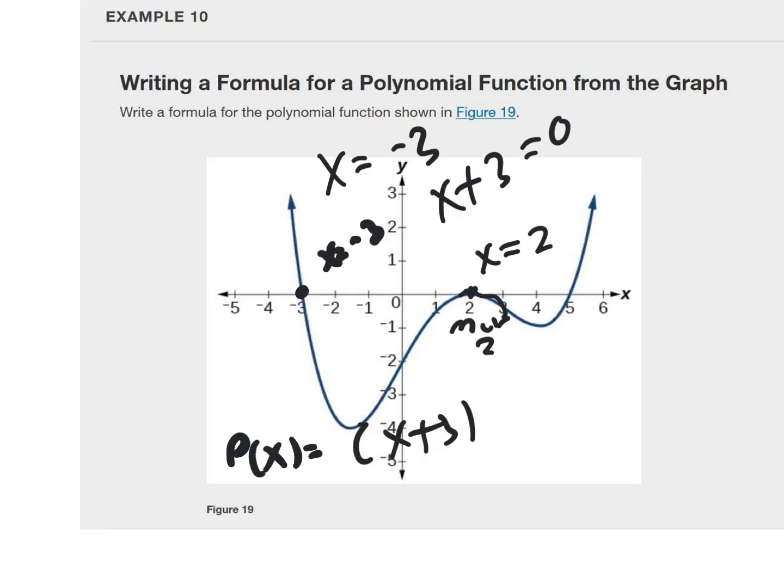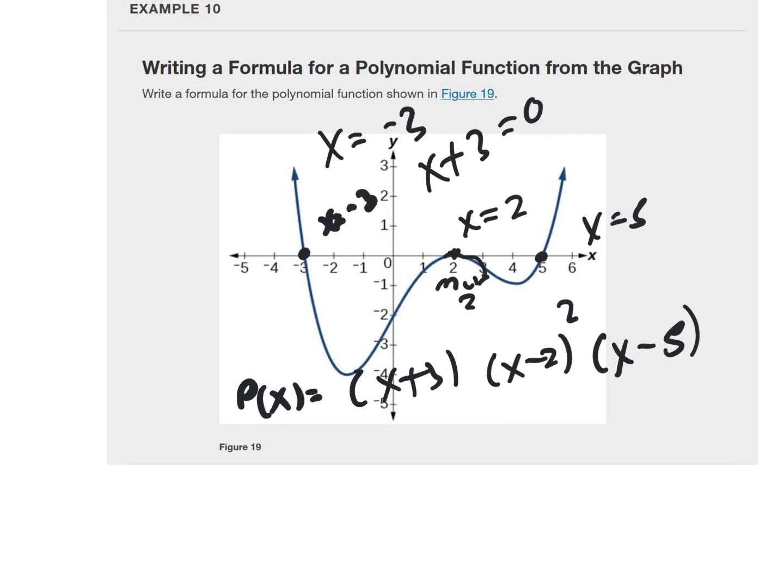Multiplicity of 2. So I have an x minus 2, and there's 2 of them. Then I have 1 here, it's a 5. X is 5, so x minus 5, and it goes straight through. So we're going to call it, the lowest value would be x minus 5 all to the first power. So there's your function.